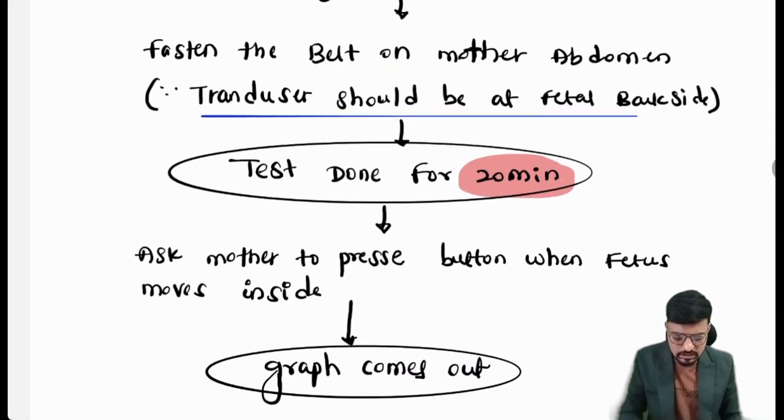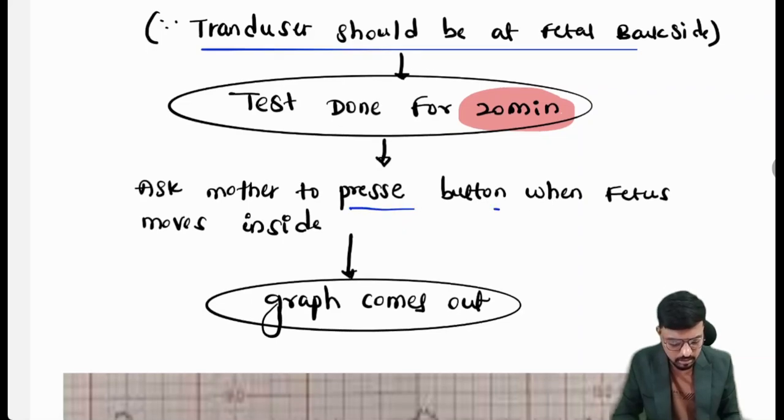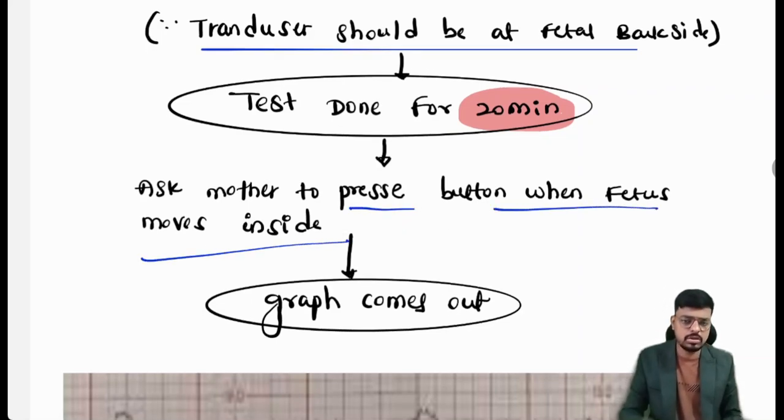The test is done for a duration of 20 minutes, and ask the mother to press the button when the fetus moves inside. So the mother only feels that. When the fetus is moving inside, that is the mother's subjective experience, so only the mother can feel that. So we will ask the mother to press the button if the fetus is moving inside. When the fetus moves inside, she will press the button.